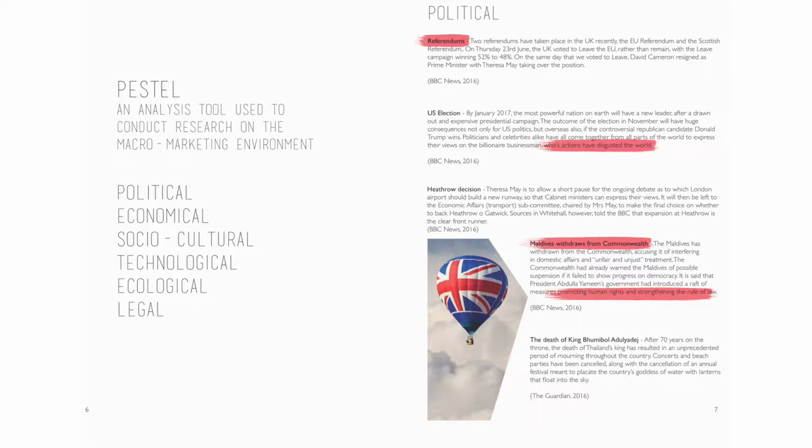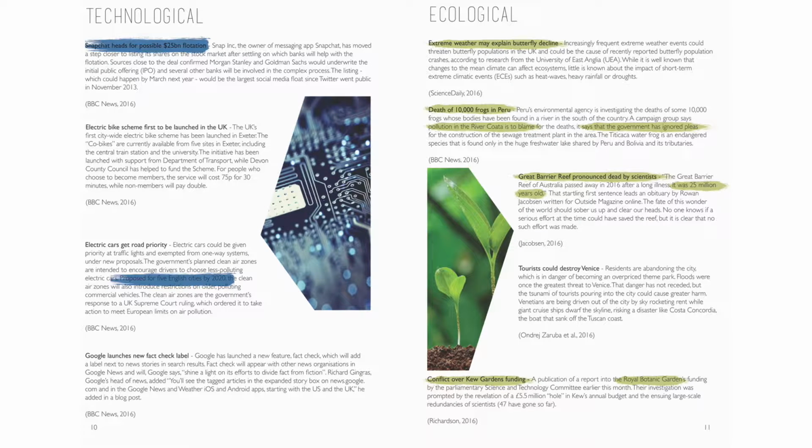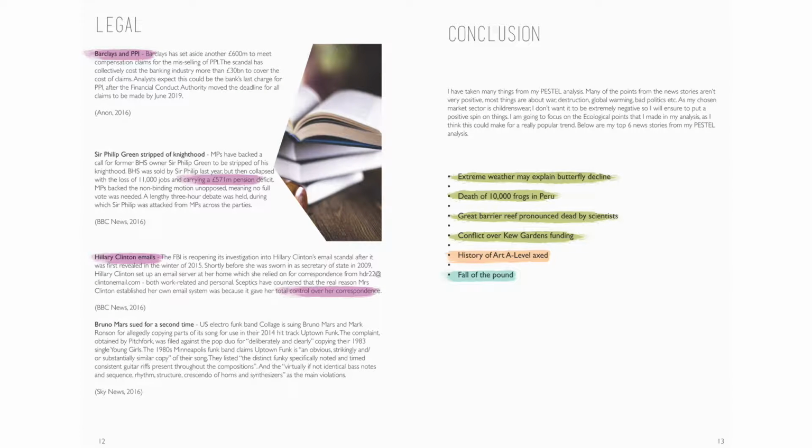It's also nice to keep a PESTEL analysis quite visual, so adding in imagery is also really nice. You can see here they've gone on to do the economical and social cultural one, again adding a small image to each one and highlighting the most important parts of each topic. Again here with technological and ecological, and again finally with legal. It's nice at the end that this student has also created a conclusion, giving a slight overall analysis of their PESTEL and highlighting some of the key news stories that they think will have an impact on their brand of study and their consumer profile.